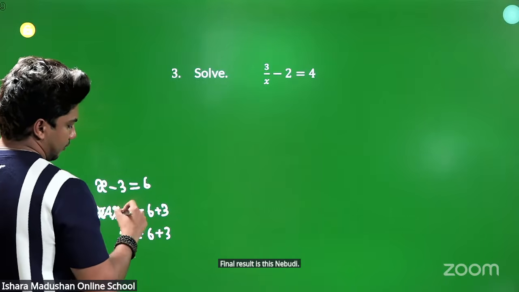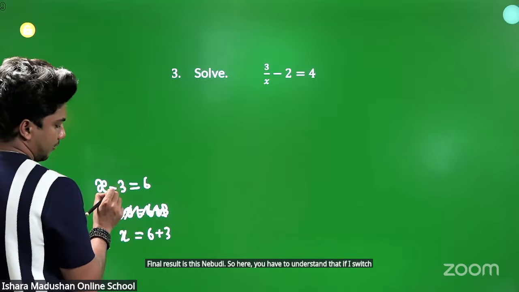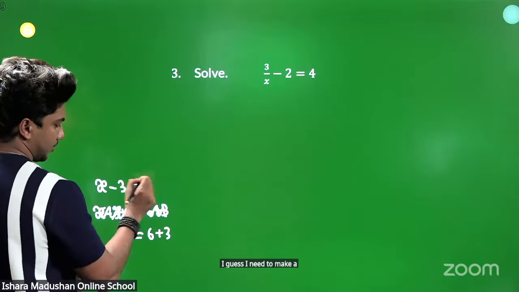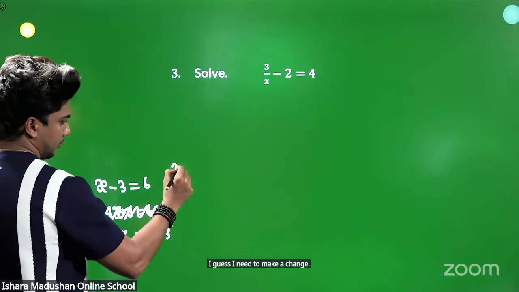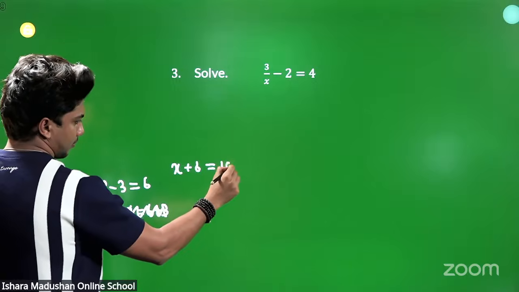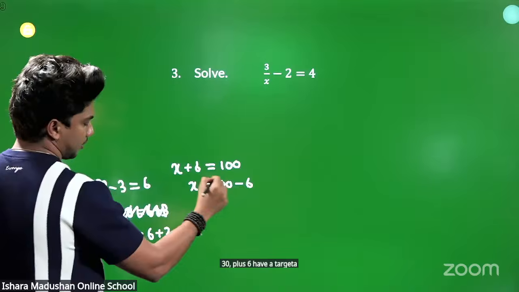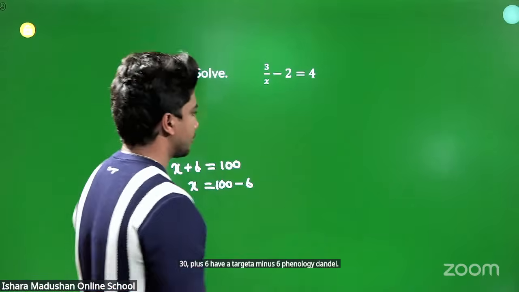So here you have to understand that if I switch the side of a term in an equation, its sign changes. Minus 3 becomes plus 3. Now if it is like this, plus 6 taken to the other side becomes minus 6. Right.